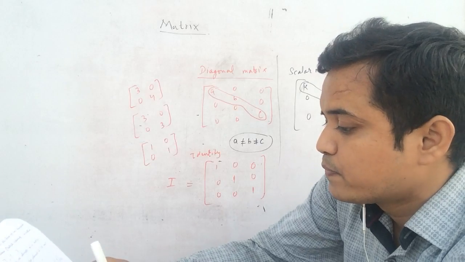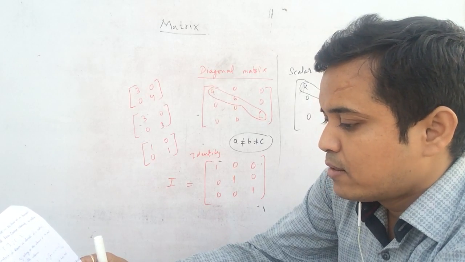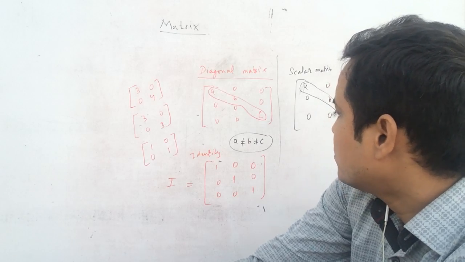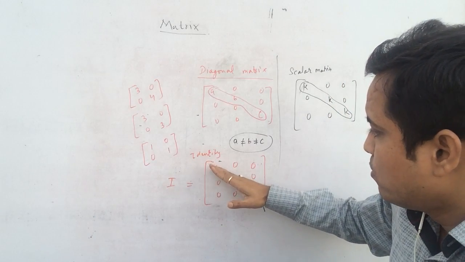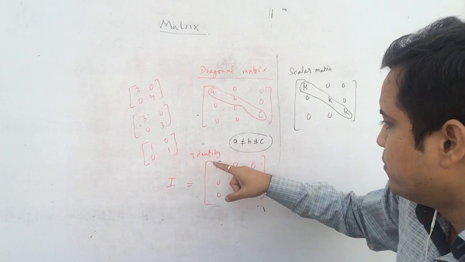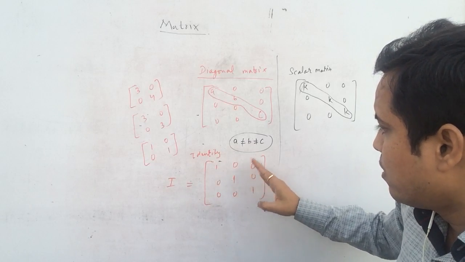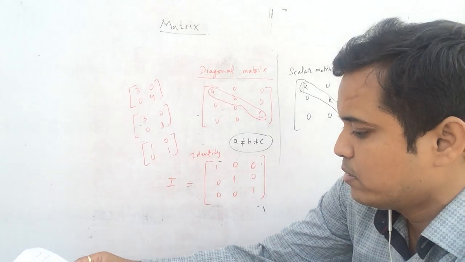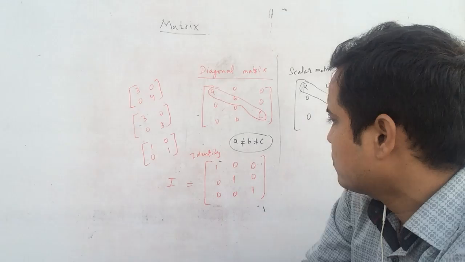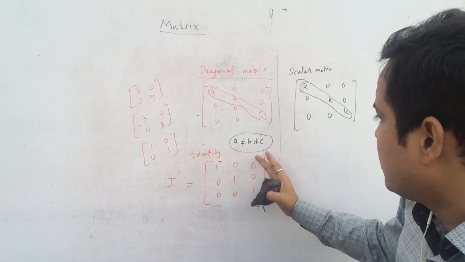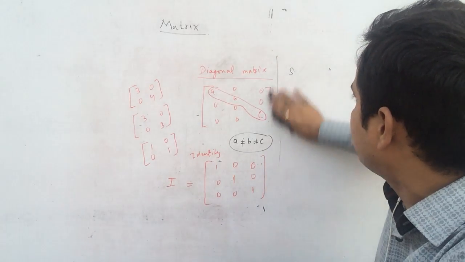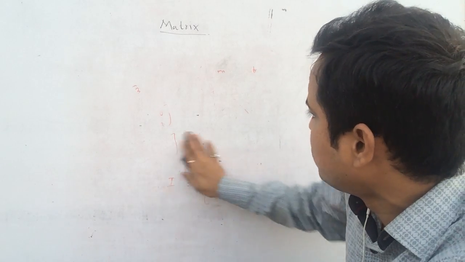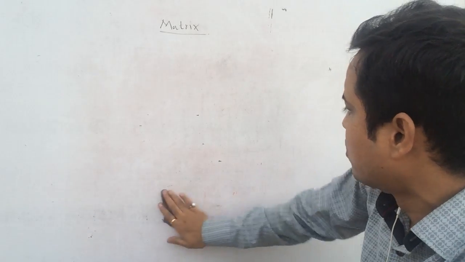So let's move on. Unit matrix is clear. Upper triangular matrix, upper triangular. So upper triangular means the elements above the diagonal are called upper triangular. Okay, for example, upper triangular, and these are lower triangular. So let me give the example here. By the example you will be able to understand what is upper triangular and lower triangular.